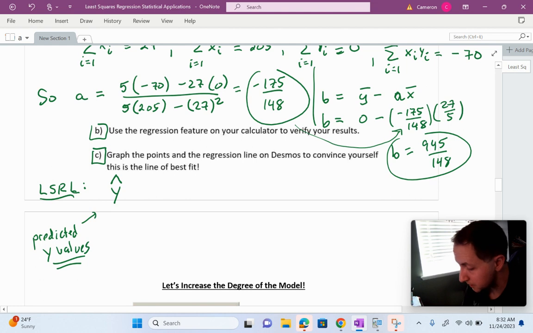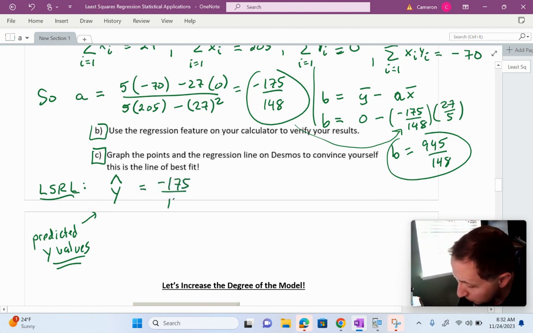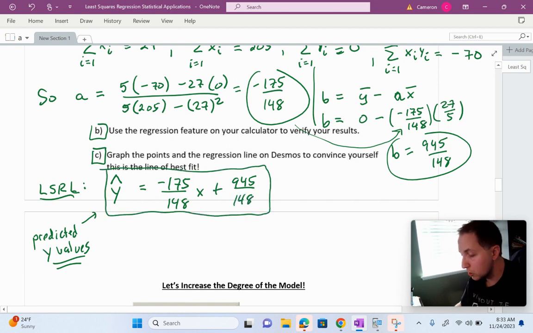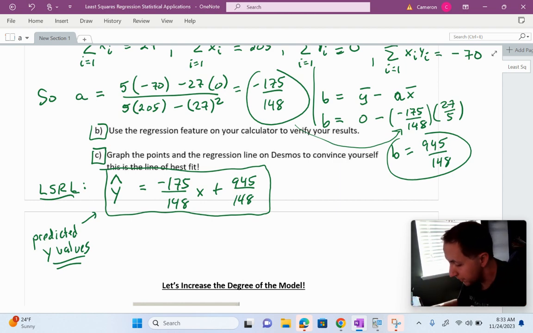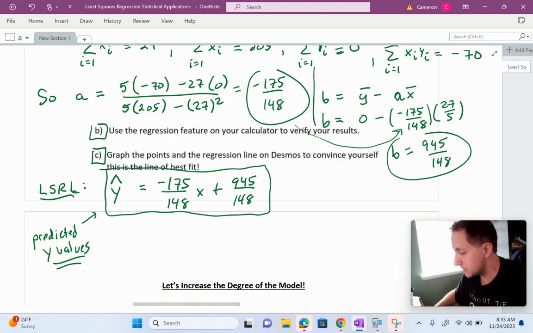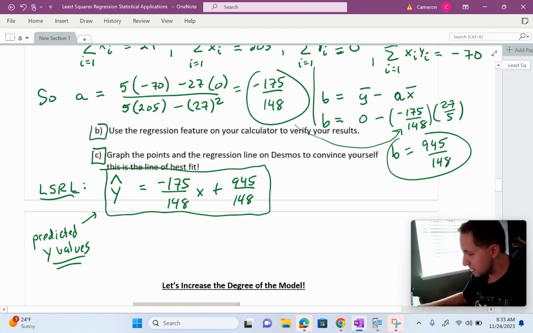so this is just to give you a little bit of insight into data science and stats. This would be negative 175 over 148 times x plus 945 over 148. This would be the best possible linear model that gets the data points as close to the line of best fit as possible. It's going to minimize the sum of those squared residuals, the sum of those squared errors. So let's actually put this into the calculator so that you can see in practice how this works.